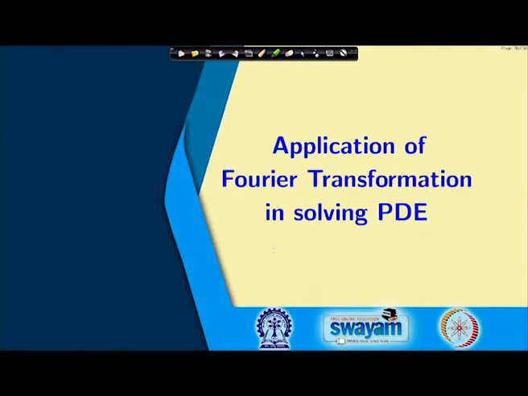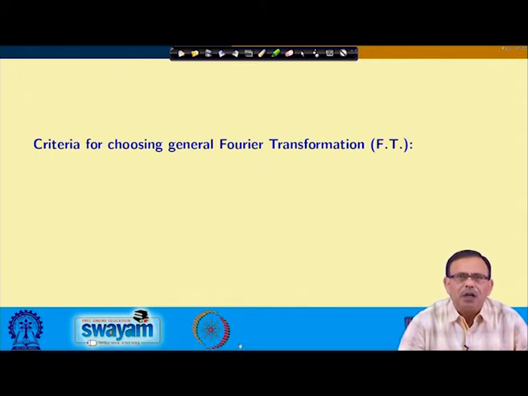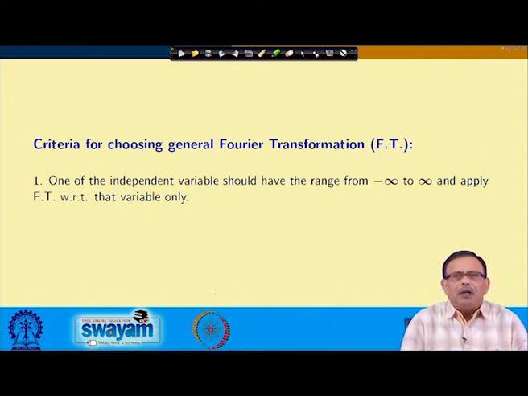In the application of the Fourier transform in solving PDE, first I am taking the criteria for choosing the general Fourier transform. If you remember, a Fourier transform has been defined from minus infinity to infinity. From the definition, we know that the Fourier transform with respect to x means x should vary from minus infinity to infinity. Therefore, the first condition is that, because usually there will be two independent variables, at least one of the independent variables should have the range from minus infinity to infinity. If one independent variable has that range, then we can apply the Fourier transform with respect to that variable only. If the variable range is something different, then please note that we cannot use the Fourier transform.